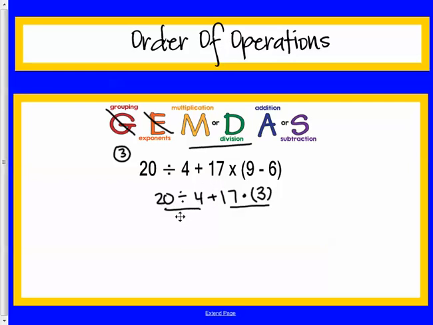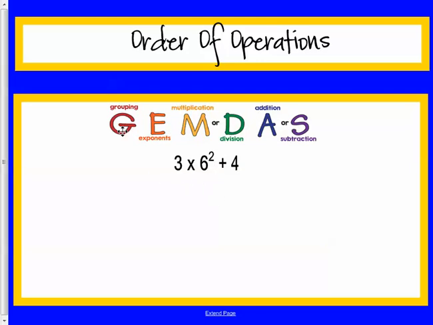20 divided by 4 gives me 5. Bring down my addition sign. 17 times 3. Okay, so I get 51. Add 5 to that now, and we get 56. Okay, so it's not as intimidating when you follow these in order.